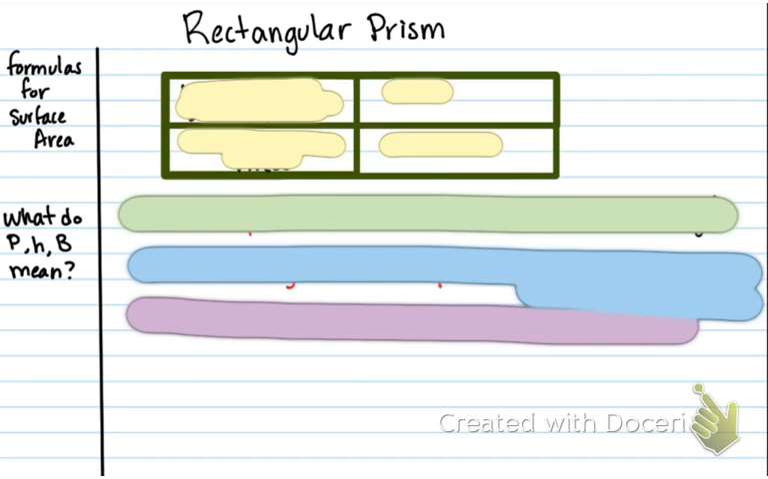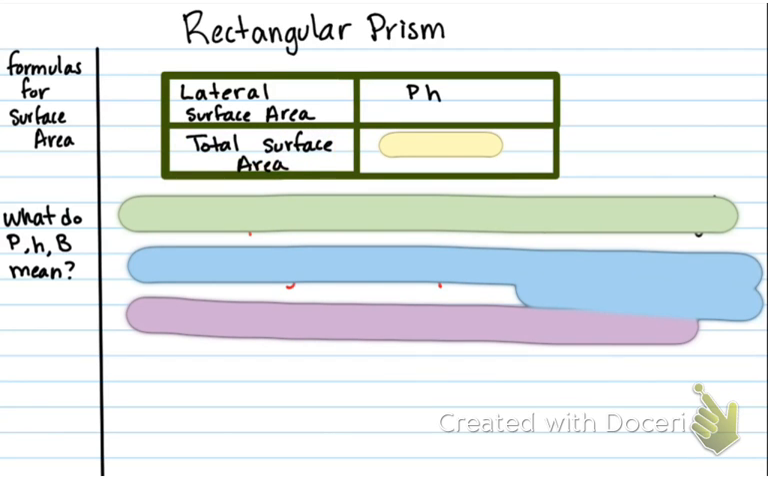Okay, so we will have two formulas. We're going to have one for our lateral surface area, and that's going to be capital P times H. And our total surface area is going to be capital P lowercase h plus 2B. Okay. And let's see what capital P, H, and capital B are.